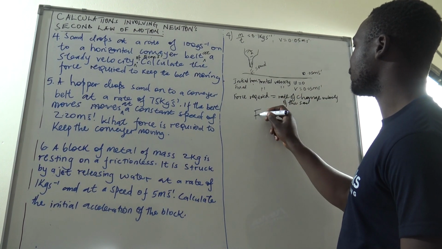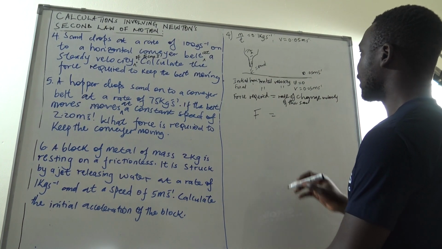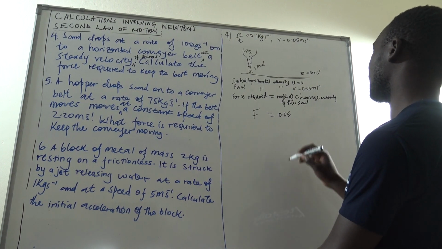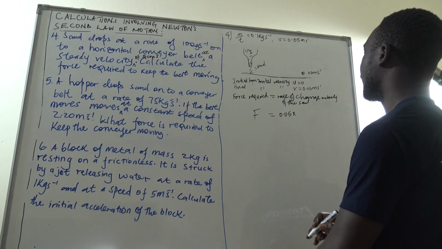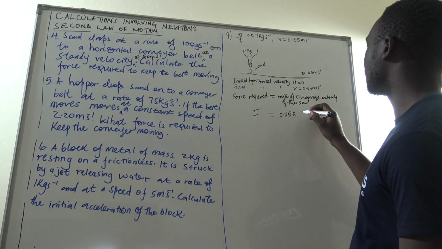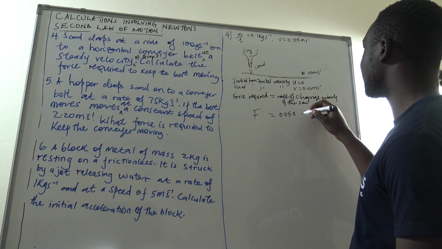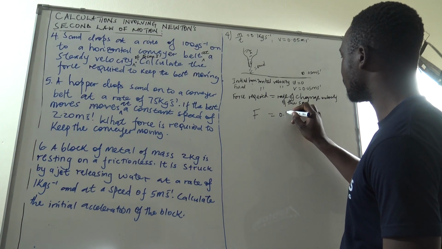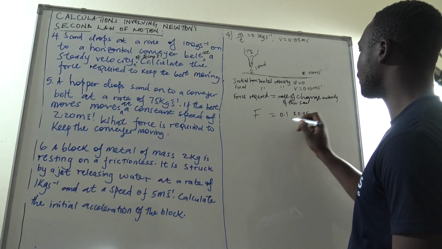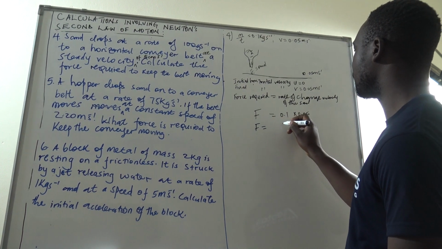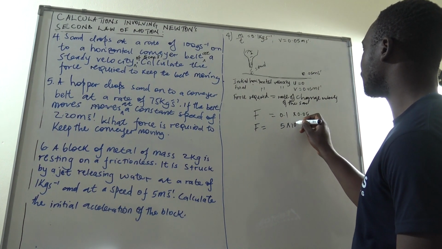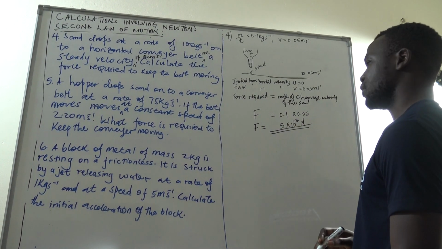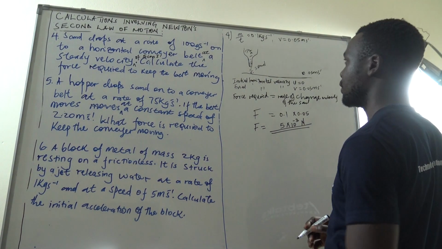So meaning that our force F is equal to the rate, which is 0.1, the mass rate, times the velocity, the final velocity minus the initial velocity. So we see that this force is the same as 5 times 10 to the power minus 3 newtons. So this is the force that we needed for the first question.